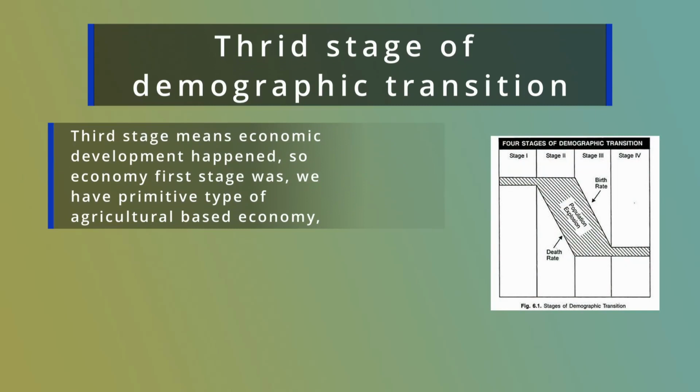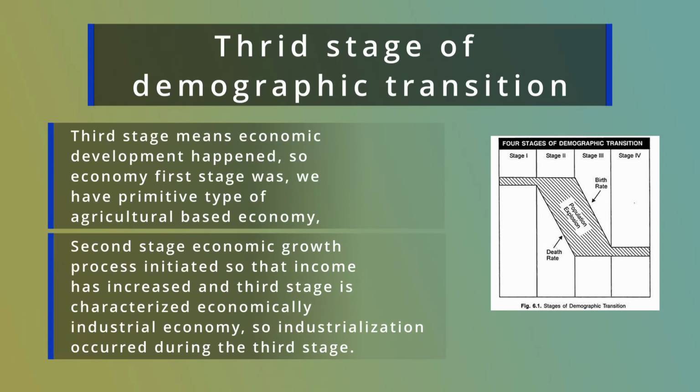development happened. So first stage was we have a primitive type of agricultural based economy. Second stage, the economic growth process initiated so that income has increased. And the third stage is characterized economically by an industrial economy. So industrialization occurred during the third stage. Industrialization means that most of the heavy and core industries are clubbed in, concentrated in the urban areas. So the proportion of the population increased in urban areas, that is, urbanization occurred.